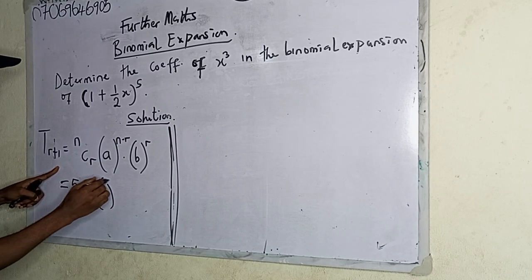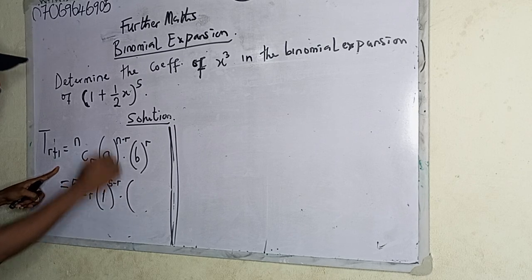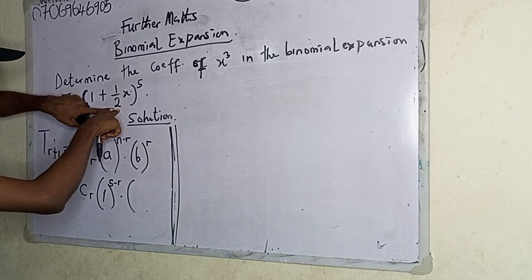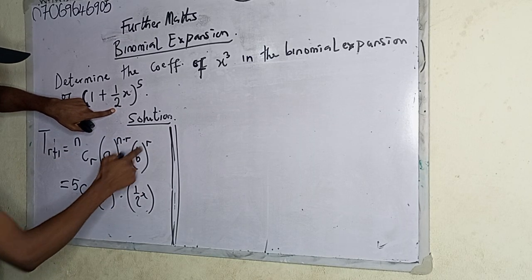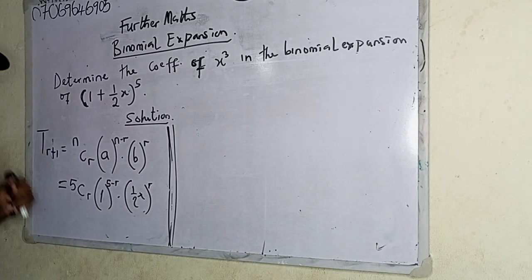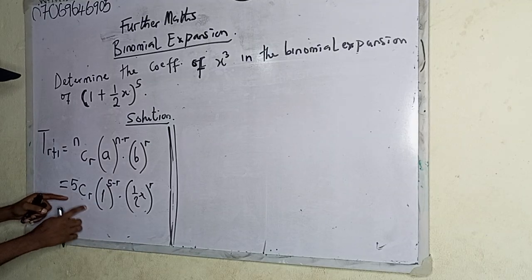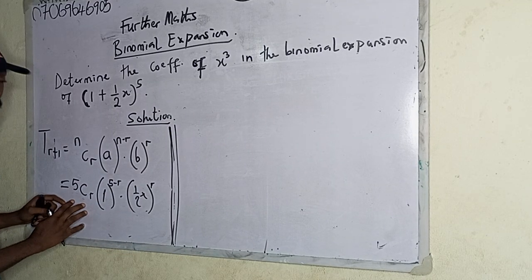N minus r. N again is 5, minus, again, we do not know r. So r times b, the second term in the expression, which is 1 all over 2x, all raised to the power r. We do not know r. Like I said, we ignore anything that will give us a constant or number. So 5 combination r is going to give us a number, so we ignore that.